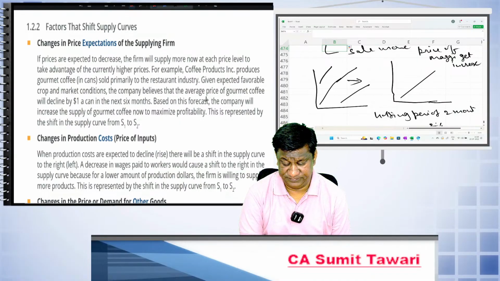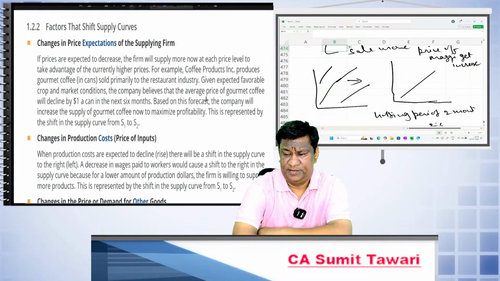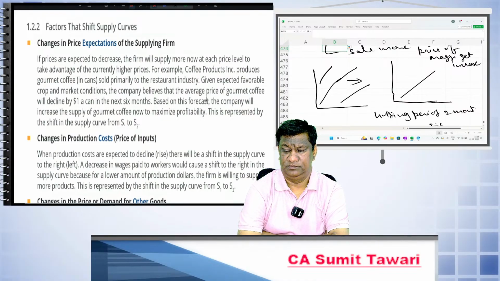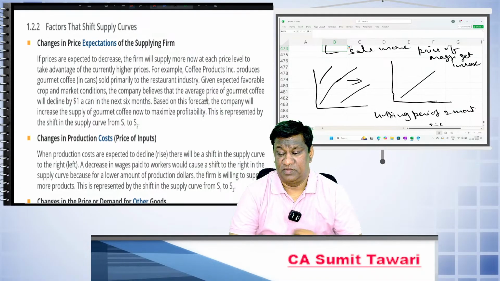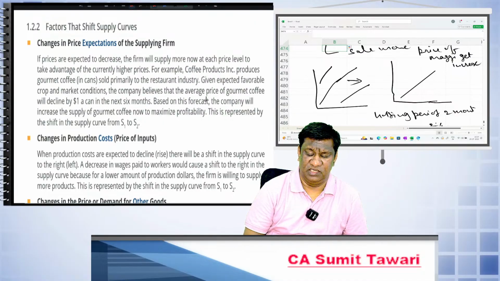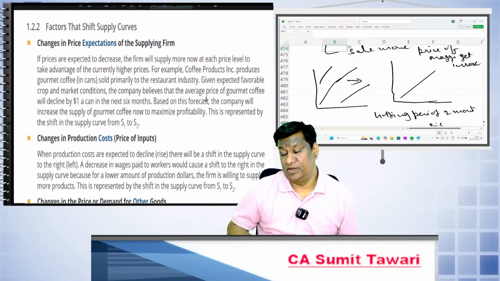Think practically. Any guess? The supplier will think to build up the customer base and to sell more and more products. They want to build the customer base so that they can retain them for the future also, and they want to sell more and more. No, no.